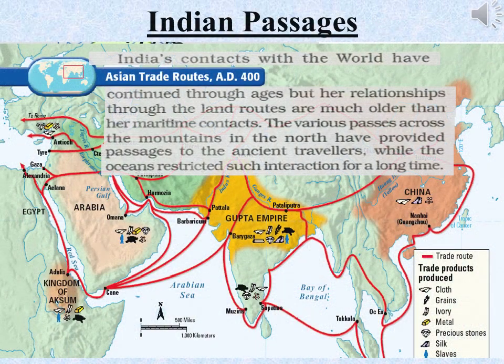India's contacts with the world have continued through ages, but her relationships through the land routes are much older than her maritime contacts. The various passes across the mountains in the north have provided passages to the ancient travelers, while the oceans restricted such interaction for a long time.